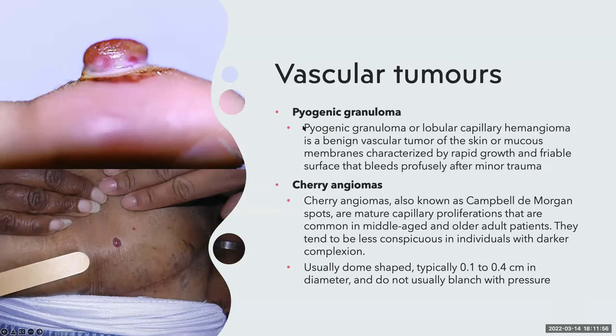Vascular ones, we have pyogenic granuloma, and then you have cherry angiomas. So for these pyogenic granulomas, they tend to have this plateau-like flat surface. And then this multicolored, but tend to have this red appearance, but it's not homogeneous. They grow very quickly, but they're very friable, so they can easily be destroyed. It starts bleeding on you.